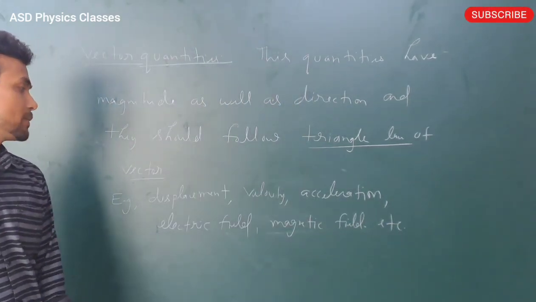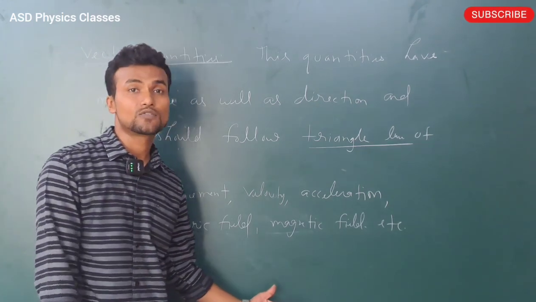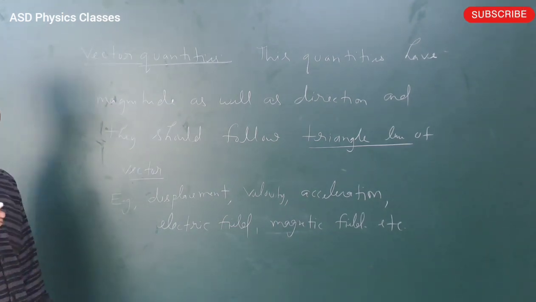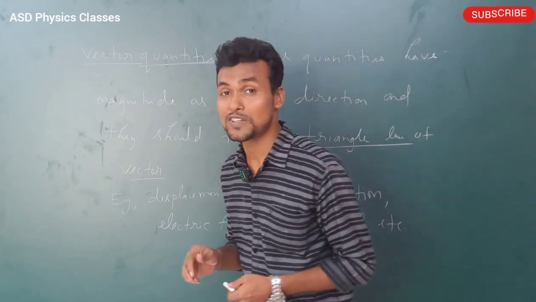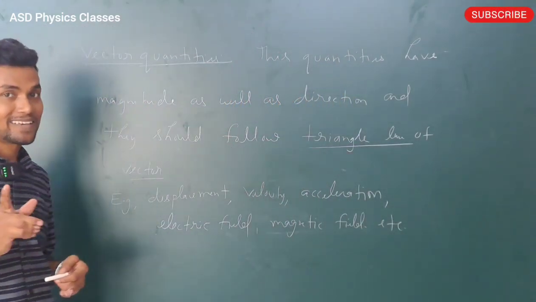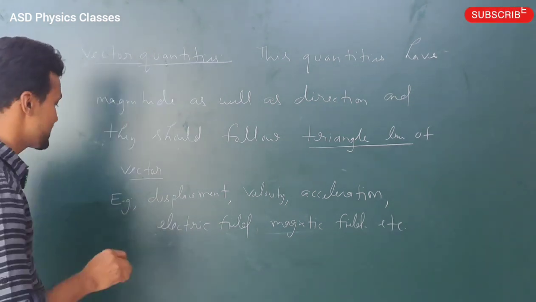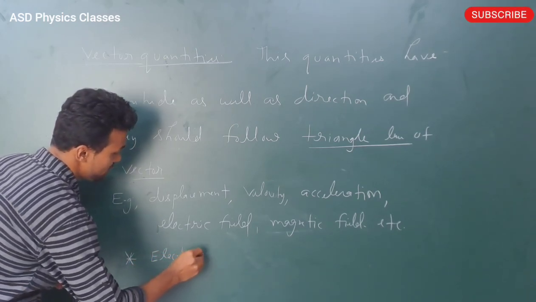So my dear students, whatever quantities I have written, they have magnitude and direction, and they follow the triangle law of vector addition. But here you have to be very careful. One physical quantity has magnitude and direction, but still does not follow the triangle law of vector addition. Guess it, I am giving you just 5 seconds. Think please. Yes, I think most of you have got the correct physical quantity, and that physical quantity is the electric current.